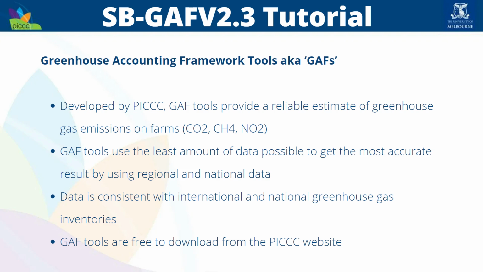The tools achieve this by using emission factors from the National Greenhouse Gas Inventory, as well as peer-reviewed literature. All sources are cited within the tool for transparency and are updated whenever there's a change in international or national policy. The tools are free to download and can be accessed from your computer on the Primary Industries website.